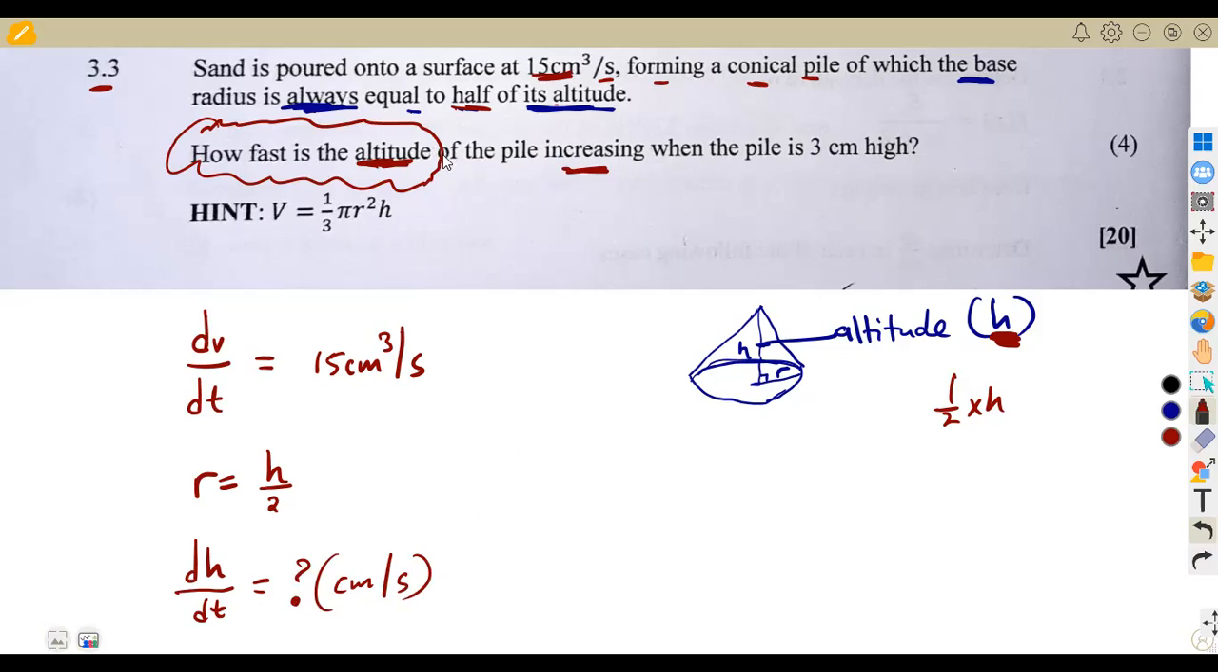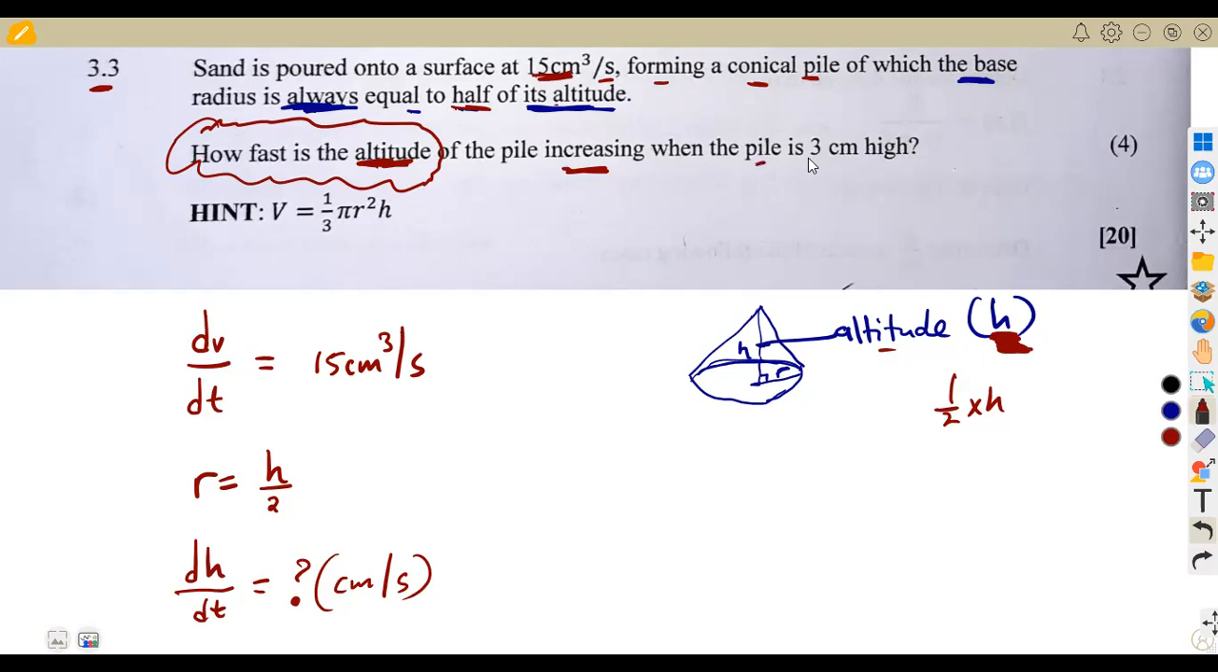If they said how fast is the radius, we would be supposed to talk about the r, the radius. But here they are talking about how fast is the altitude, and our altitude is represented by what? By the height. How is the height changing with respect to time? How is it increasing?